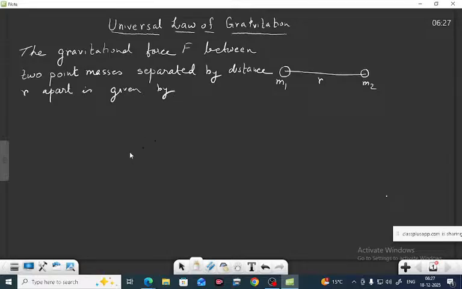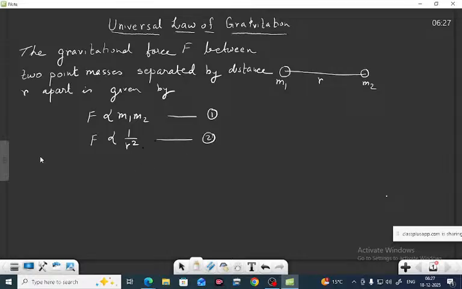This states that every body in the universe attracts every other body with a force which is directly proportional to the product of their masses. This force is directly proportional to the product, meaning multiplication, m1 into m2. This is equation 1. And the other thing is that it is inversely proportional to the square of the distance between them: F is inversely proportional to 1 by r square. This is equation 2.